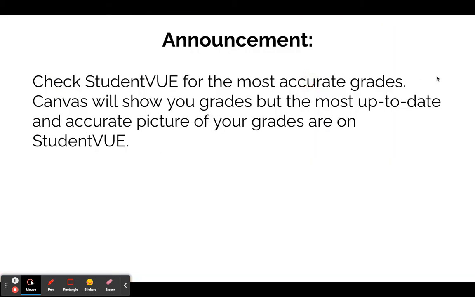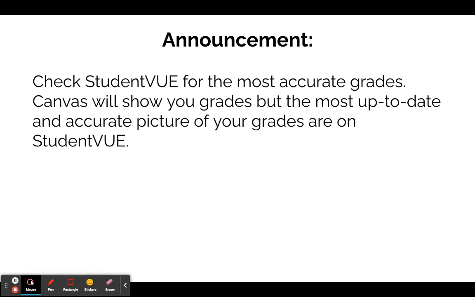So, announcement. I have been updating grades and going through and putting stuff into Synergy, which is Student View for you. So first of all, you need to check Student View for your most accurate up-to-date grades. I know some of your teachers try to sync Canvas to Synergy, and I just don't even do that because it has never worked for me. And I just know that I can rely on myself to get things entered in correctly. So check Student View for your grades.